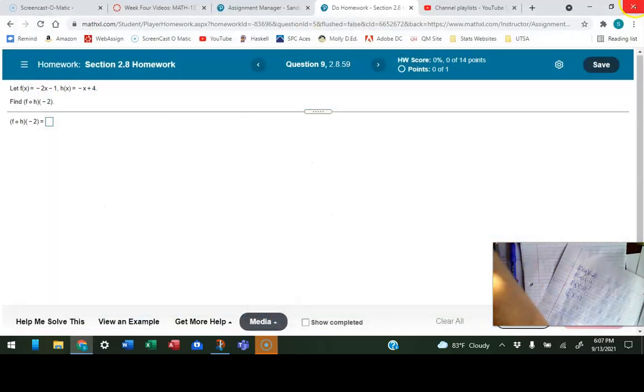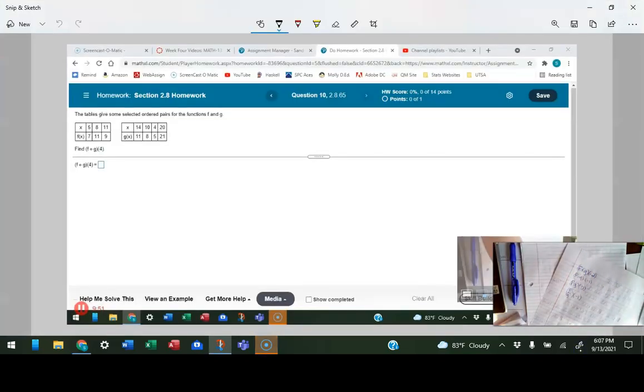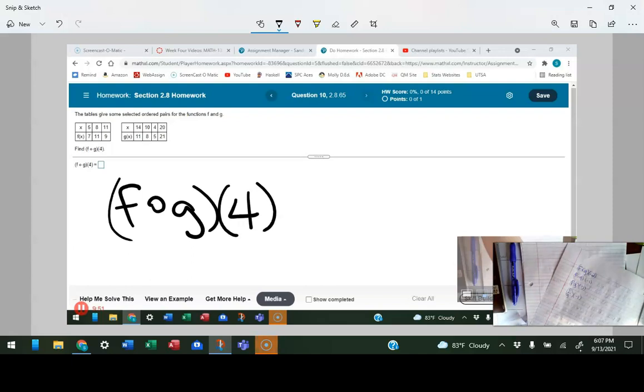Okay? So let's try it again. The table gives us selected ordered pairs for the functions f and g. It says find the composition of f and g at 4. This time the work is actually done for you. It looks more complicated, but it's not. So what I have is the composition of f and g at 4. I've got a number, so hop backwards.